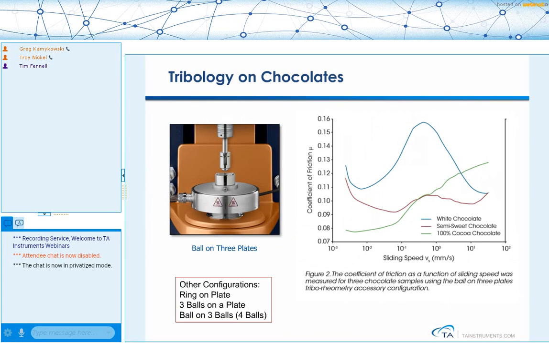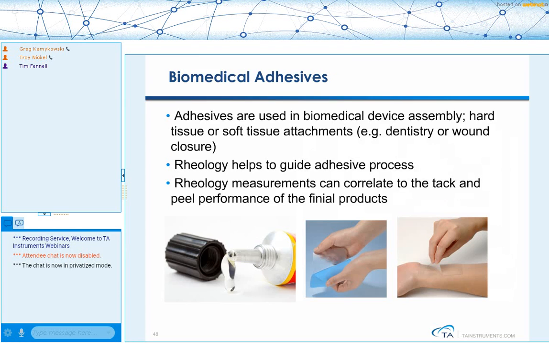There's also been interest in doing tribology on food to relate that to the sensory perception in the mouth. So in this case, we tested 3 different chocolates, and again, you can see that each has a unique behavior in terms of its coefficient of friction as a function of the sliding speed.